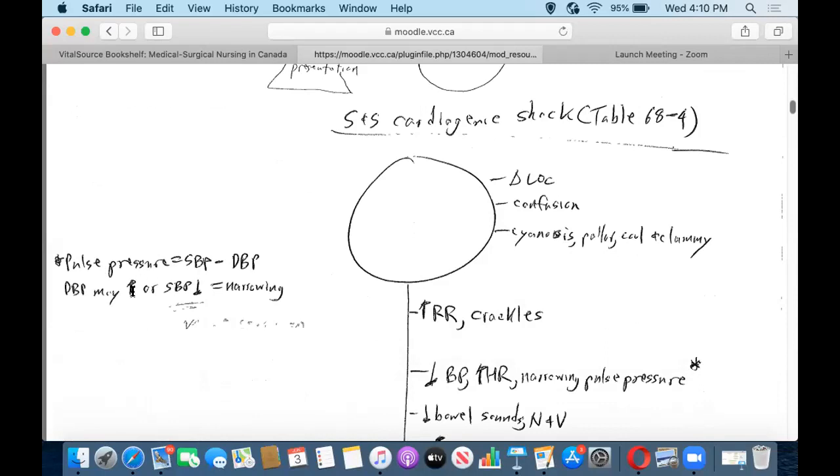Pulse pressure dropping, pulse pressure narrowing is a fancy way of saying systolic blood pressure is going to drop more than diastolic, and that's normal. That's not news to us.